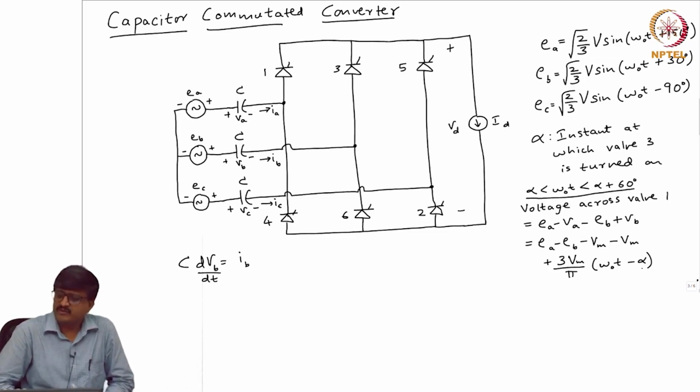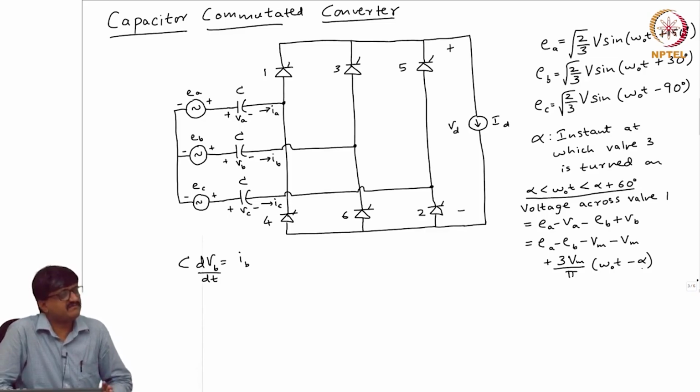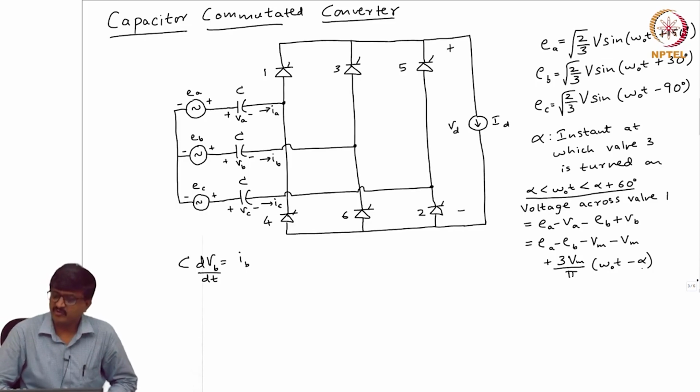Now, what is the voltage across valve 1 without a capacitor? It is Ea minus Eb. So, with the addition of a capacitor, there are a few more terms. Now, because of these few more terms, will the voltage across valve 1 be negative for a longer duration?